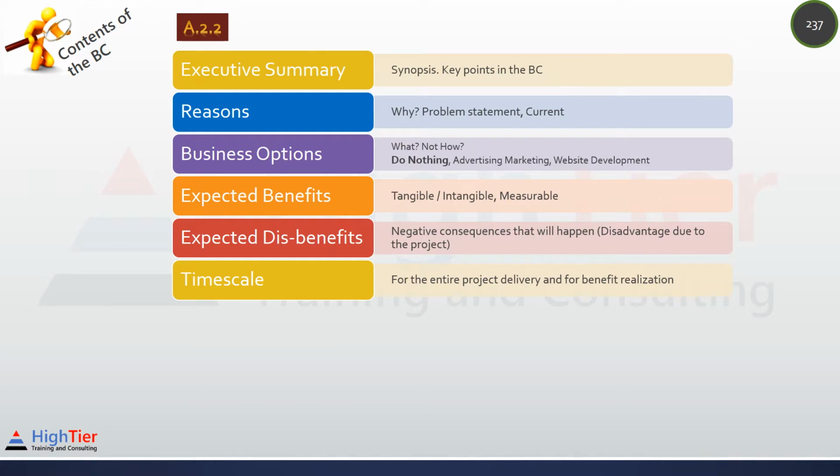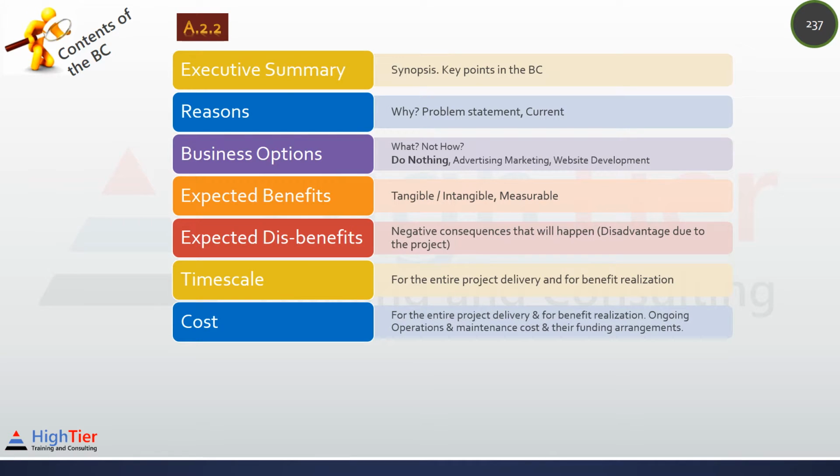Time scale. For the entire project delivery. For example, if the delivery of the product takes 2 years, then you can put 2 years as project delivery timescale. Also for benefit realization. Most of the benefit is realized after the project. If the project delivery is 2 years but the benefits can be realized over a period of 5 years, then we need to put benefit realization time as 5 years. First year there's benefit, second year there's benefit, and so on.